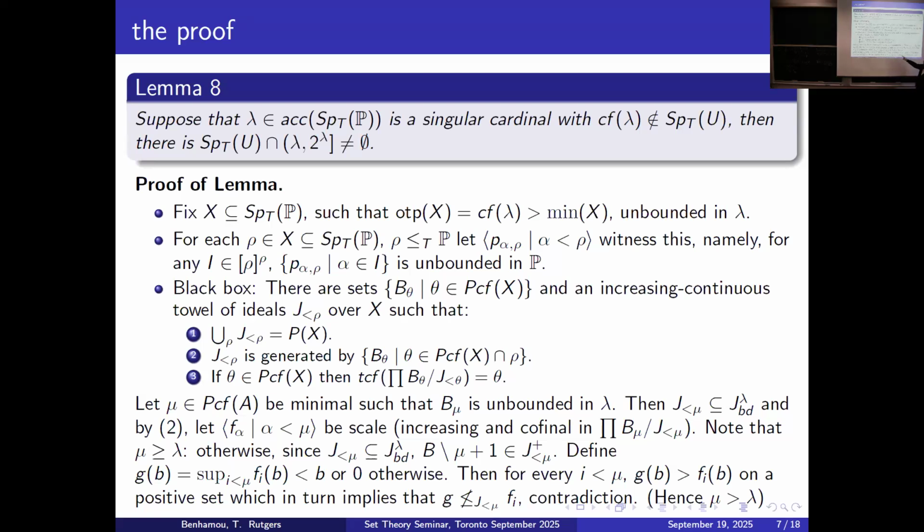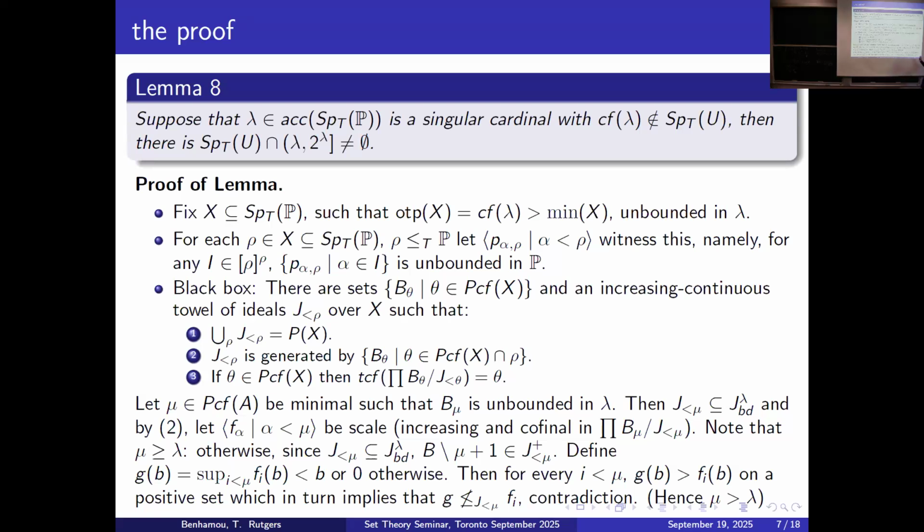So since this is a scale, it's supposed to be, and note that for every i, G is going to be greater than f_i of B on that positive set. So it's not bounded by any of these functions, and that's impossible because that's a scale. Okay. So mu has to be greater or equal than lambda, and in fact, greater than lambda because we assume lambda is singular and mu is regular. So that's the first part of the proof.